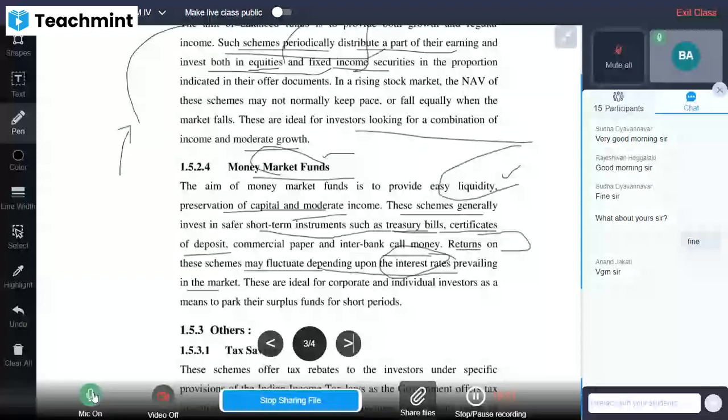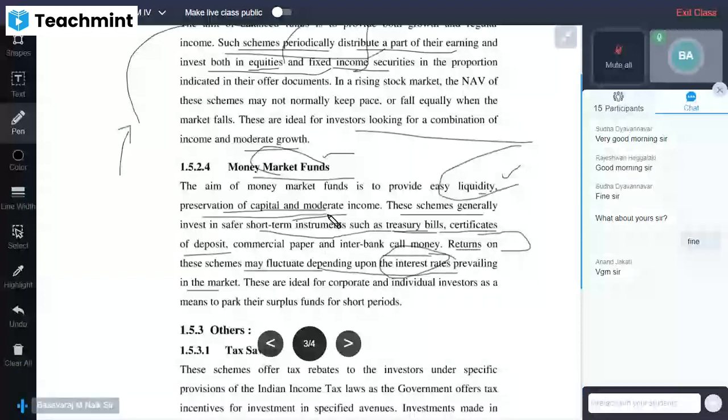Money market mutual funds, you know that they can invest into liquidity, right? They can preserve capital as well as provide moderate income. These are the specific features of a money market mutual fund. They can get return by investing into different money market instruments like treasury bill, certificate of deposit, commercial paper, interbank call money, whatever.